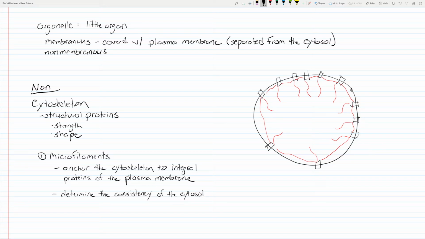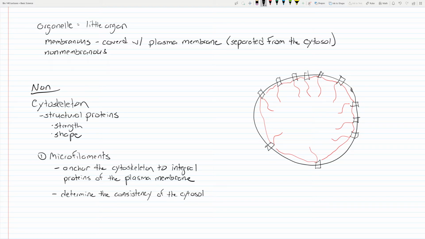Okay, so if you have a thin, watery cytosol, that means you have fewer microfilaments inside of it. If you have a very thick, viscous cytosol, it is very full of microfilaments. And one thing I don't want you to think is that the cytoplasm in a cell is consistent. It isn't just a consistent fluidity. There are some parts that will be really watery, and then there are some parts that will be really gooey and sticky and thick. So the distribution of the microfilaments is what causes that.